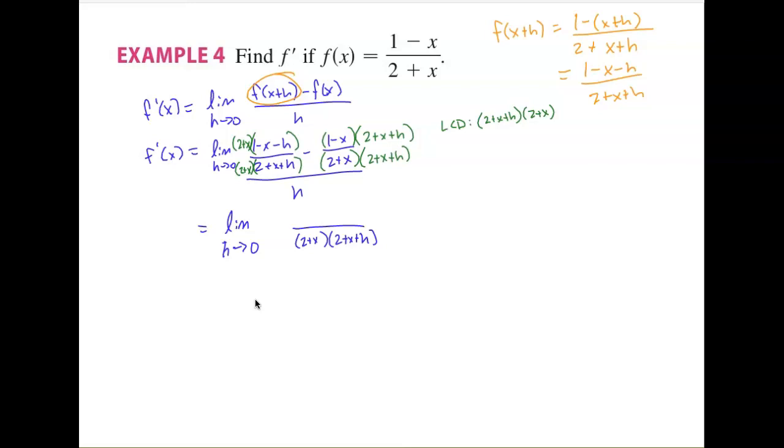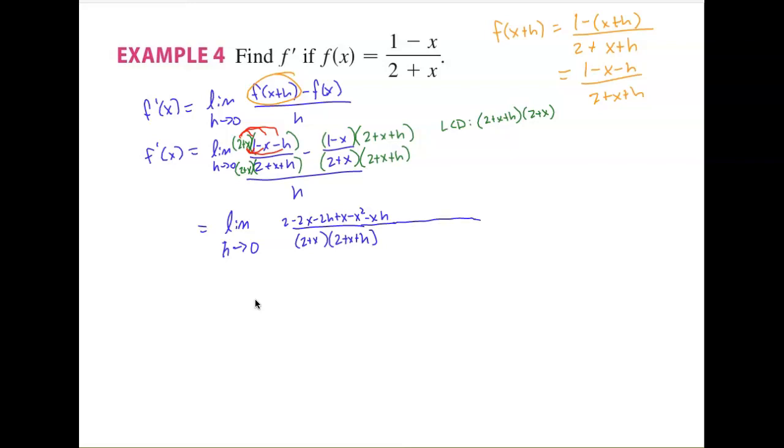So I'm distributing. I'm going like this, right? That's going to give me 2 minus 2x minus 2h. And I'm distributing the x. So it's going to be plus x minus x squared minus xh. All right, that's just the first piece.